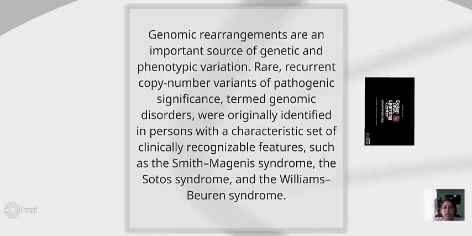Genomic rearrangements are an important source of genetic and phenotypic variation. Rare, recurring copy number variants of pathogenic significance. Genetic disorders were originally identified in persons with a characteristic set of clinically recognizable features such as the Smith-Magenis syndrome, the Sotos syndrome, and Williams-Beuren syndrome.